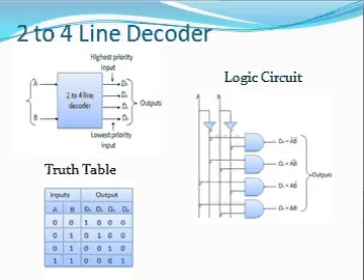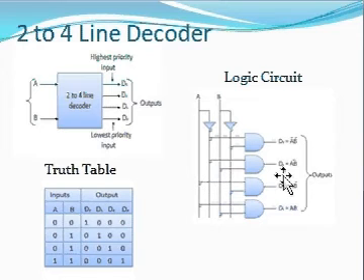Next, this is an example of a decoder known as a 2 to 4 line decoder. Here there are 2 inputs, and for 2 inputs there are 4 output lines. For each combination of the 2 input lines, any one of the output lines is selected. When inputs are 0 0, output 0 is selected. When inputs are 1 1, output 3 is selected.